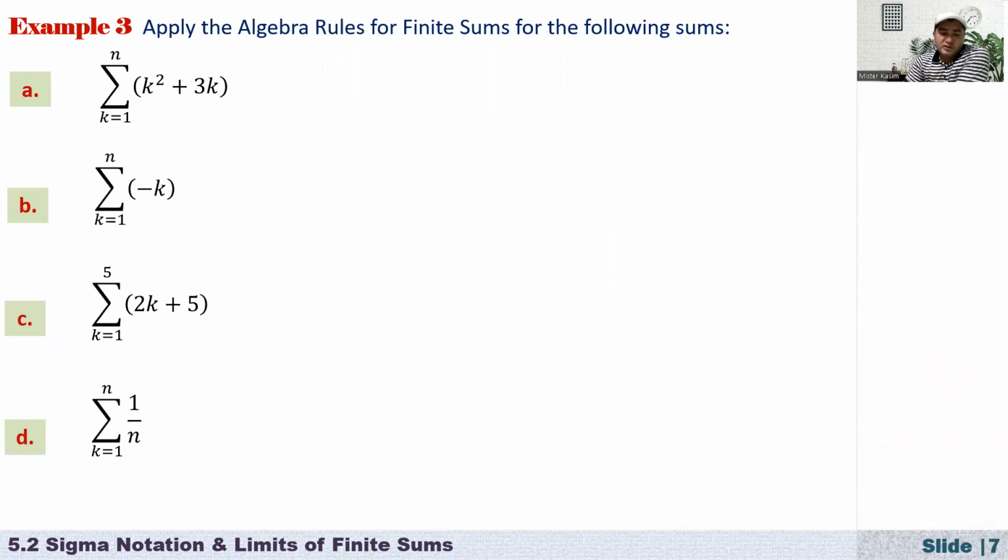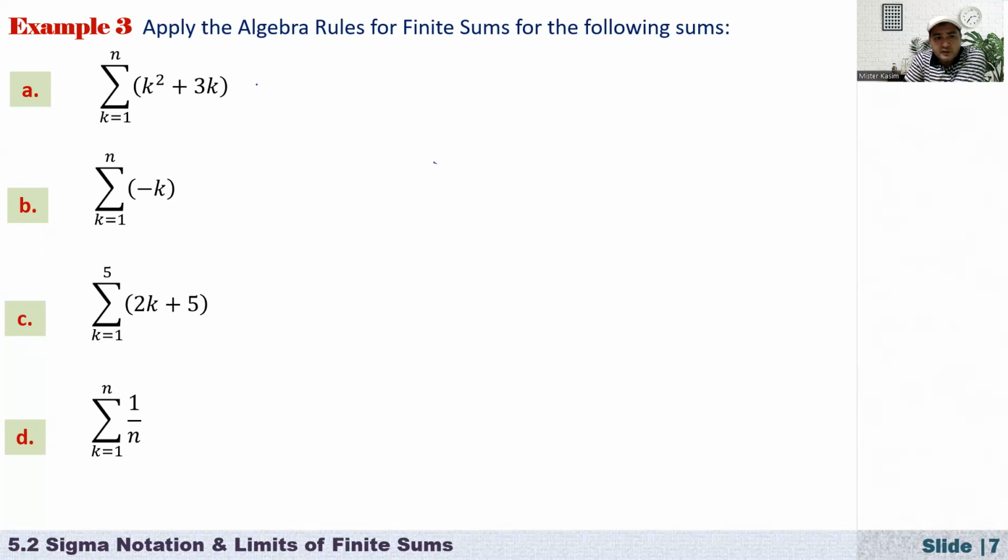Let's see some examples, just to apply the rules. We are not going to calculate this yet. After proving three important sum formulas, we will start using these sums to find the area of some regions. Apply the algebra rules for finite sums for the following sums.